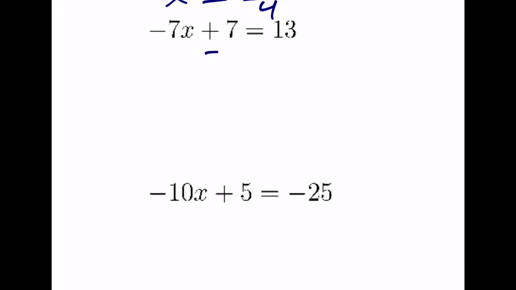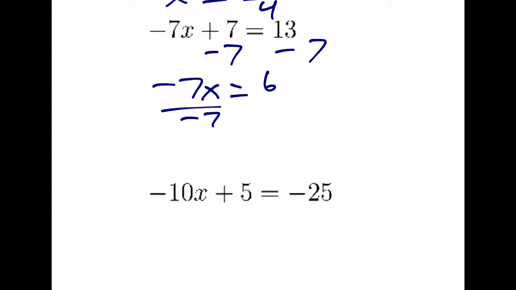Next problem, minus 7 from both sides. That's a minus 7. And we're left with negative 7x on the left and 6 on the right. When we divide by a negative 7, we get x equals negative 6 sevenths.